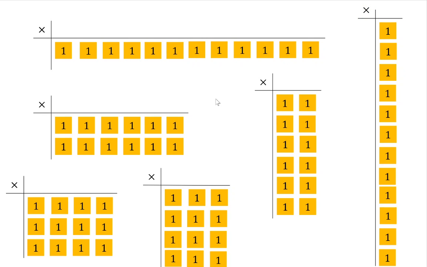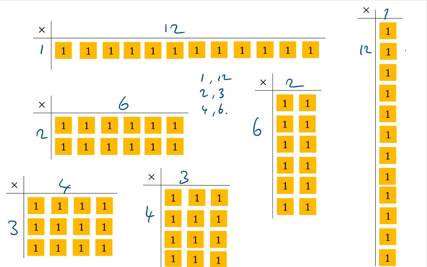And here they are. We've got 1 times 12, 2 times 6, and 3 times 4. And then these are kind of duplicates of those, just the other way around. So instead of 1 times 12, we've now got 12 times 1. 2 times 6 becomes 6 times 2, and 3 by 4 becomes 4 by 3. So these are the different factors of 12. The factors of 12 are 1, 12, 2, 3, 4, and 6.